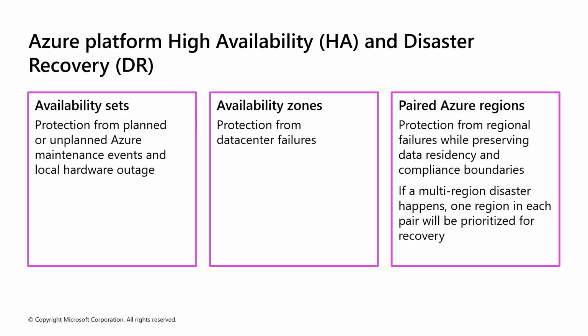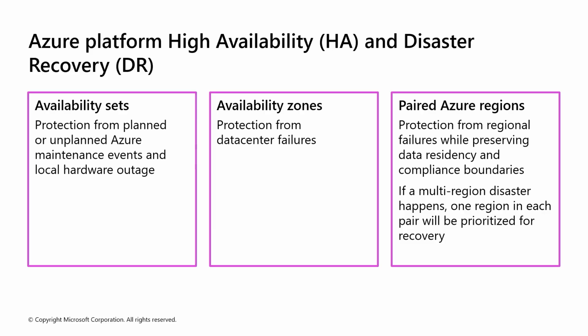Availability sets provide protection against planned maintenance and unplanned hardware failures within a single data center. By distributing SQL Server VMs across multiple fault and update domains, availability sets reduce the risk of simultaneous downtimes, ensuring that at least one instance remains operational during maintenance or unexpected outages.